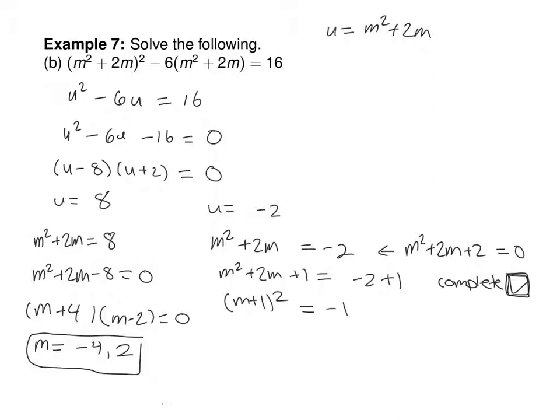I promise I'm only going to go 30 seconds over. So m plus 1 equals plus or minus i, great. And m will equal negative 1 plus or minus i. Okay, awesome.